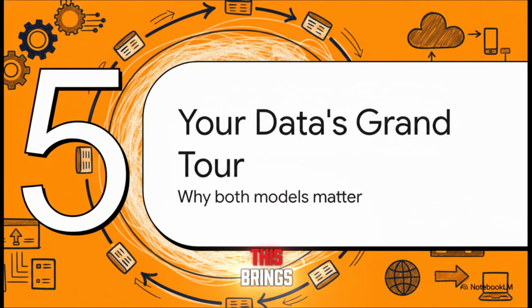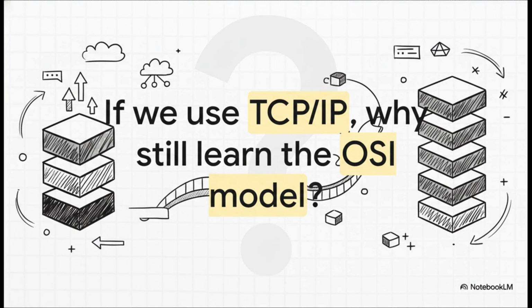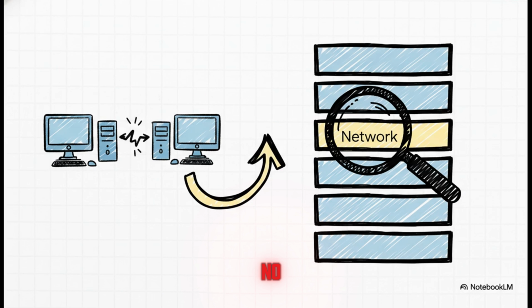All right, this brings us to the final and the most important part of all this: why both of these models actually matter when we talk about your data's journey. And that leads us to the million-dollar question, right? If the entire internet runs on the 4-layer TCP/IP model, why on earth do we even bother learning the 7-layer OSI model? Is it just a history lesson? No, not at all. And here's the key takeaway.